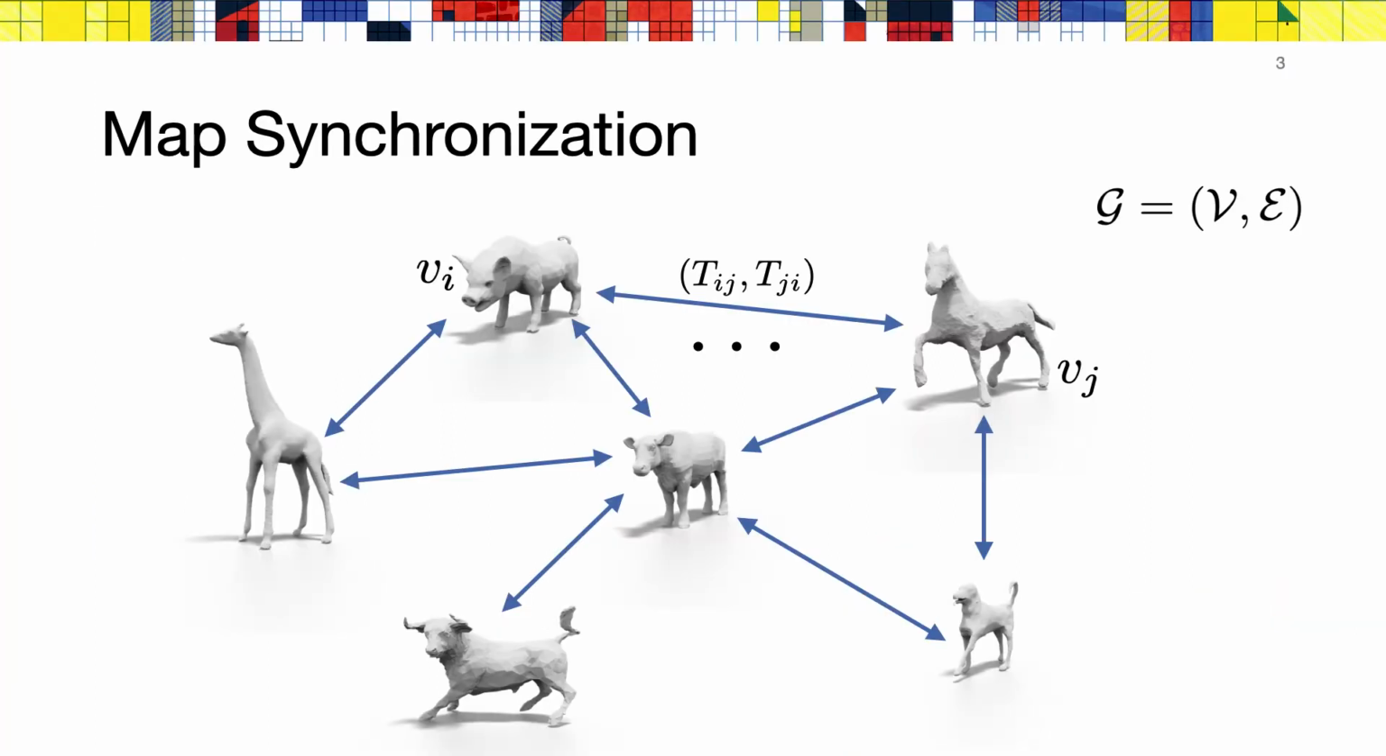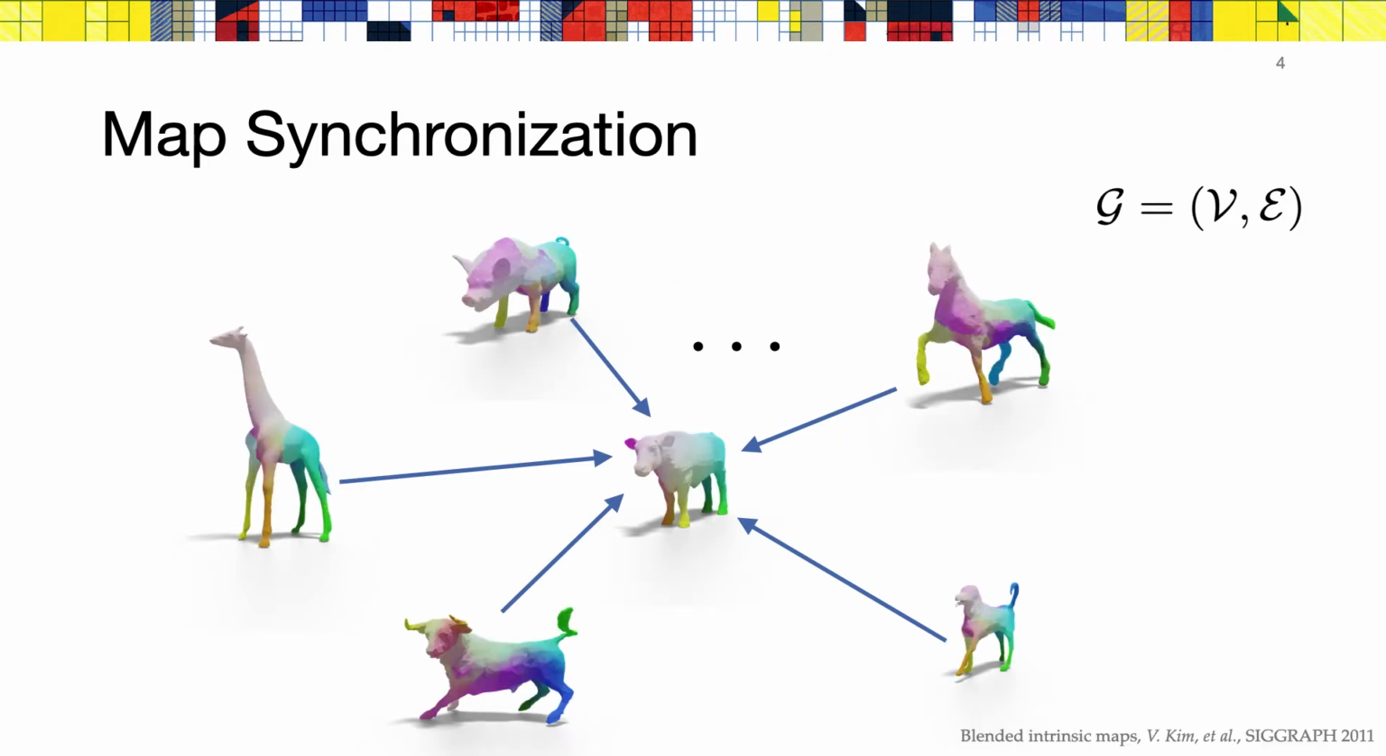Map synchronization is an important problem in shape analysis. In general, we assume to be given a set of 3D models and a map network G relating them. In this talk, we assume the initial maps are given in both directions. We also assume G to be connected, but it doesn't have to be dense or of any special topology.